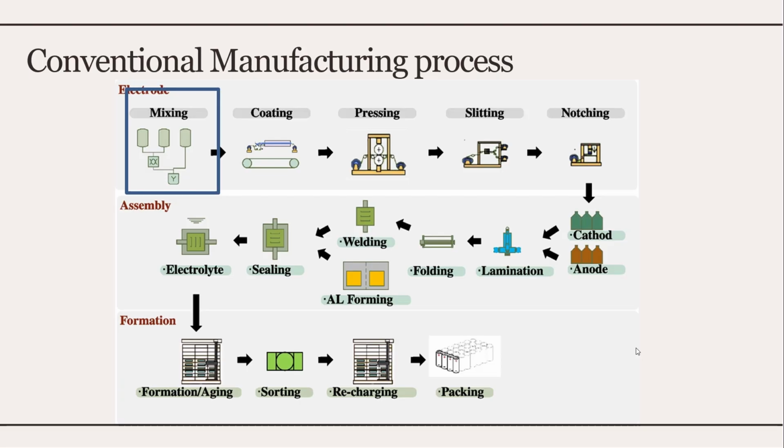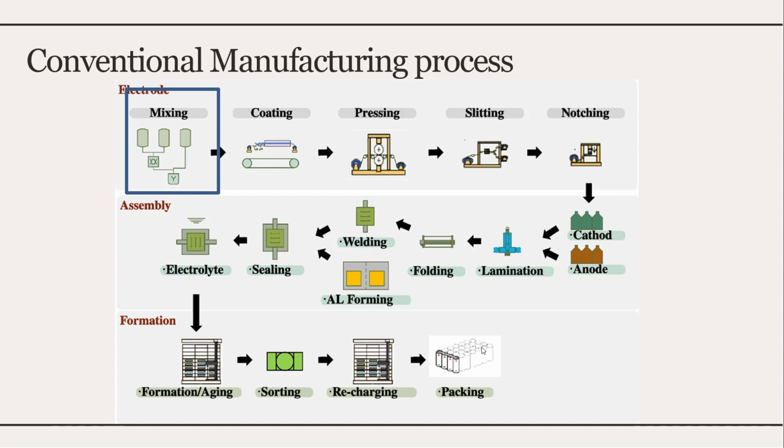First of all, we can talk about lithium ion cell manufacturing. The conventional cell manufacturing process includes the mixing process and the coating, then pressing or calendering, we can say, then slitting, sometimes notching, then cathode and anode winding itself. They collaboratively go to the lamination process or the winding process.